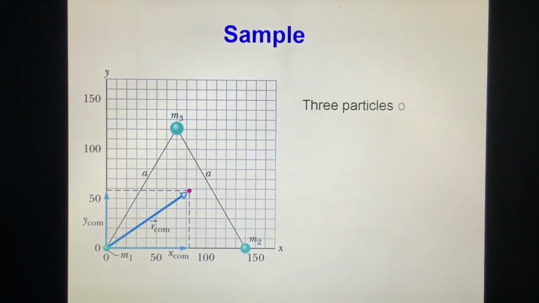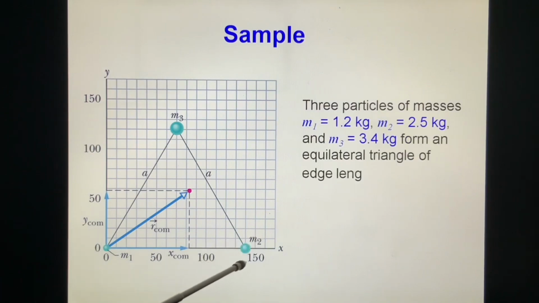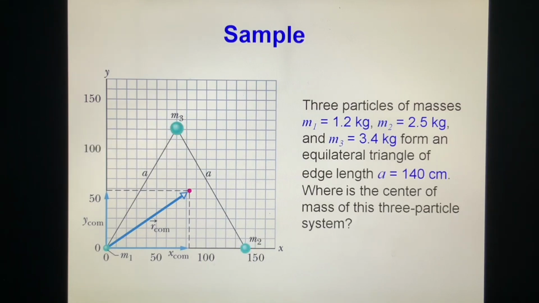Sample problem. Three particles of mass m1, 1.2 kilograms, m2, 2.5 kilograms, and m3, 3.4 kilograms, form an equilateral triangle of side length 140 cm. Where is the center of mass of this three-particle system?